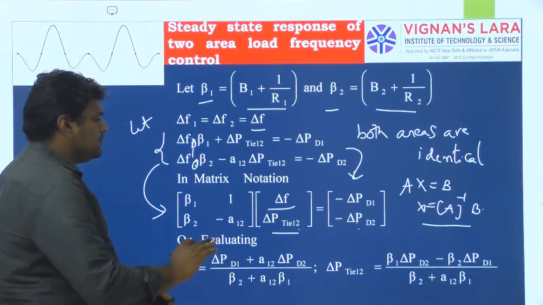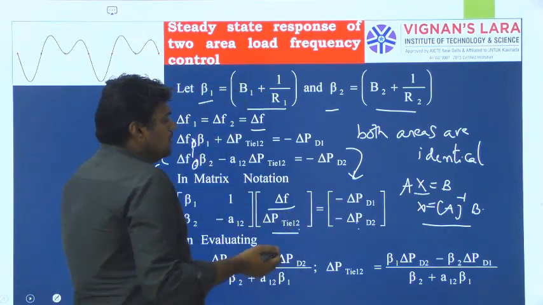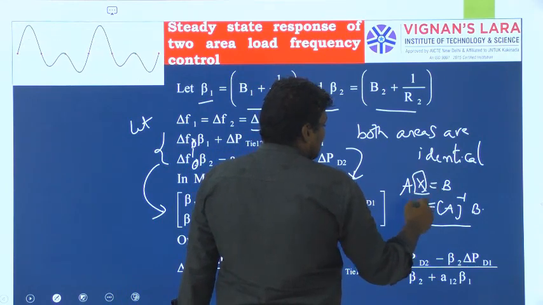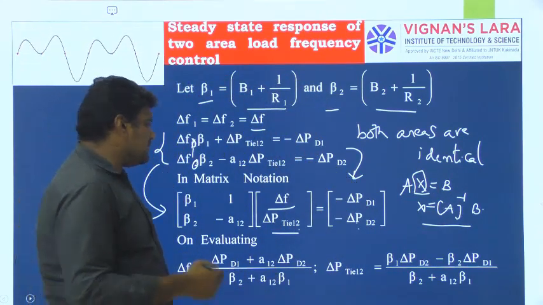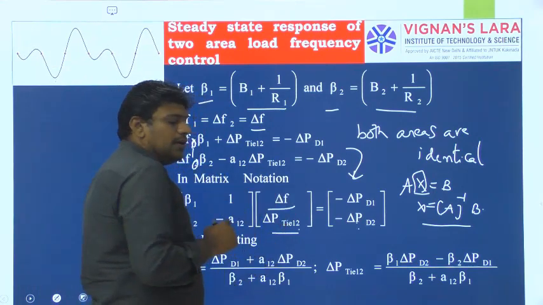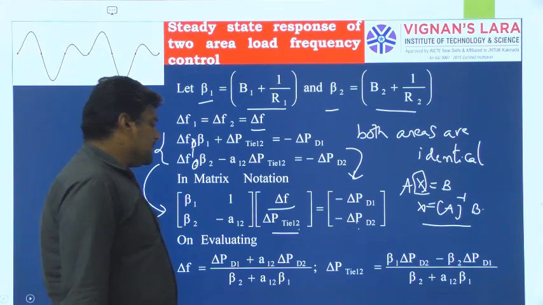Okay, just you will get. Ax is equal to B, we know the matrix notation. If you want to find the x value, x is equal to A inverse into B. Here the x matrix will be delta F and delta P12. So these are the two parameters we need to find in case of a two area system.